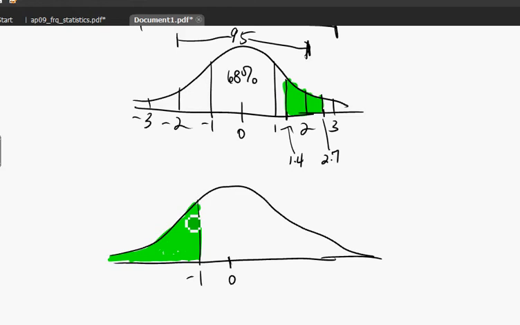There's 50% from 0 and to the right, and another 14%. That makes 64, so that's got to be 16%.